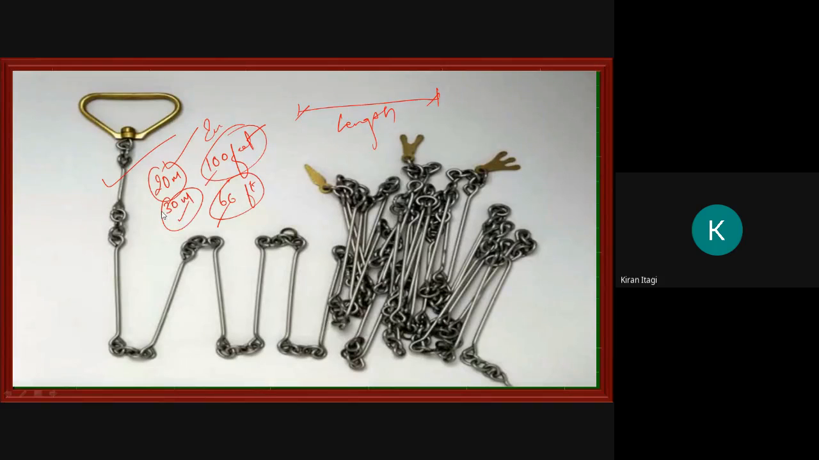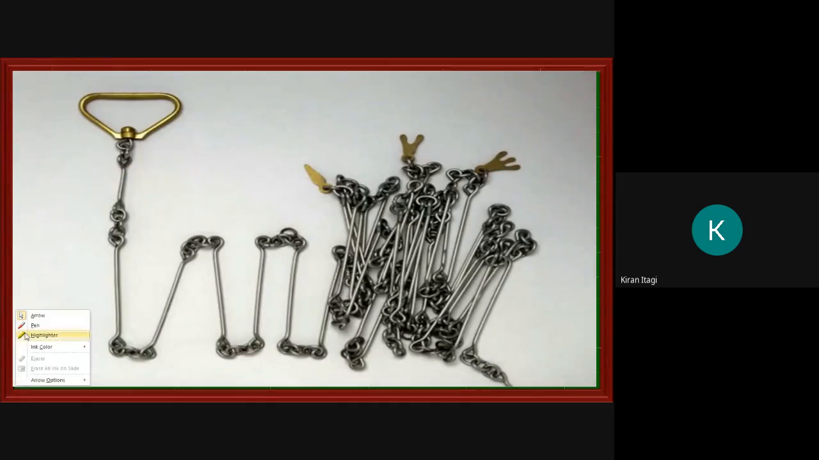So here you can see this is a chain. Here you can see this is a brass handle.